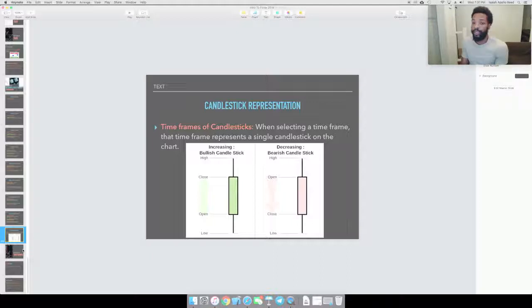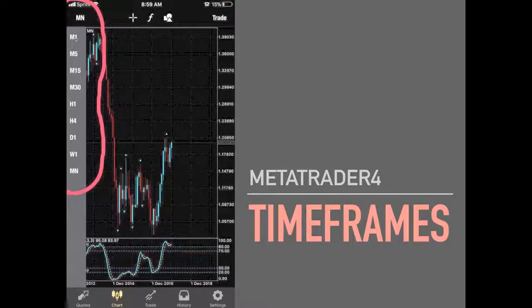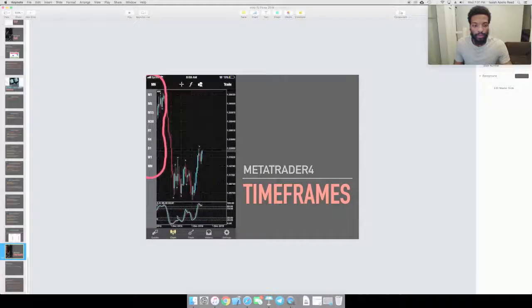Alright, so open up your MT4. If you open up your MetaTrader 4 app, you'll see the time frames on the top left of your chart. You'll go to your chart and click on the time frames. MN means month. W1 is 1 week. D1, 1 day. 4 hours. 1 hour. 30-minute, 15-minute, 5-minute, 1 minute. You guys have that on the MetaTrader 4 app.